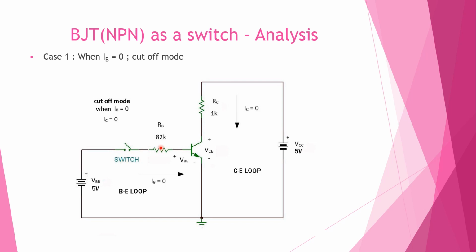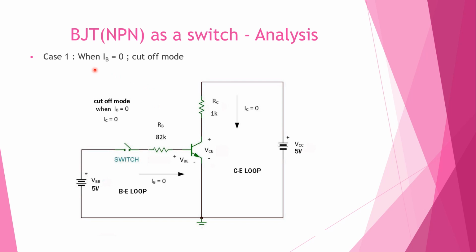The base resistor here is 82K, the collector resistor is 1K, and the supply is 5 volt. For example, we are taking a TTL circuit, which will be 5 volt, that's why I have taken 5 volt here. There is a base emitter loop and a collector emitter loop. These are two different, isolated loops. In the base emitter loop we will do the KVL equation, and in the collector emitter loop we will do the KVL equation. These are two different equations to find IB and IC.